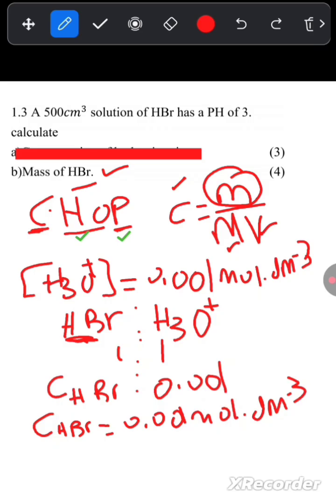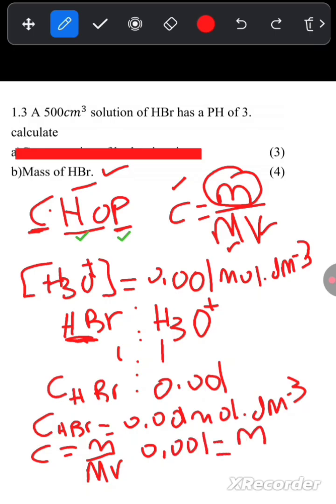Now, I can apply that formula there. Concentration is equals to mass over molar mass times volume. The concentration is 0.001 is equals to mass over. Then we need to know the molar mass of HBr. So let me continue in the next slide.